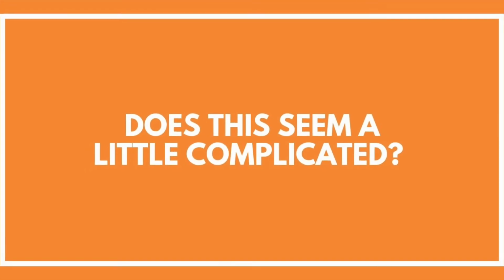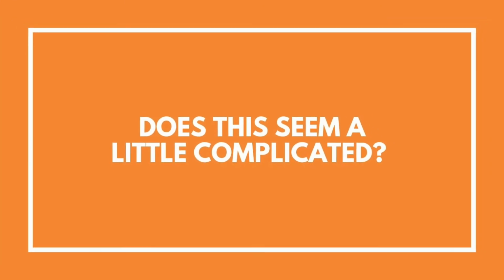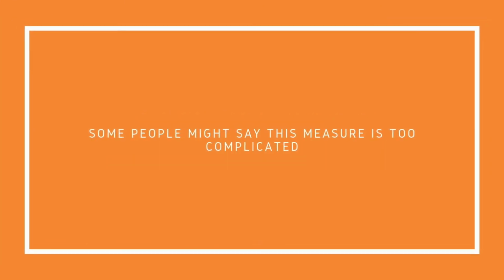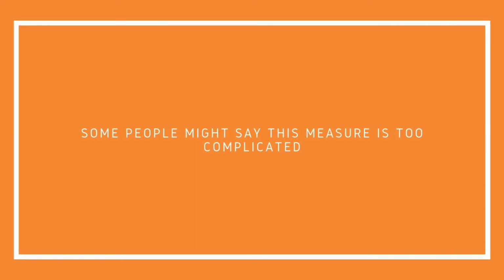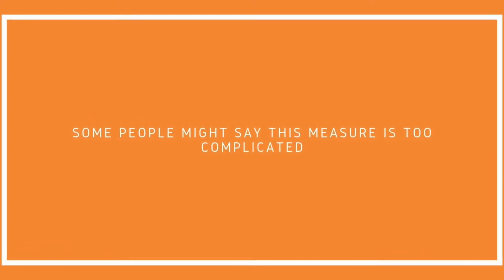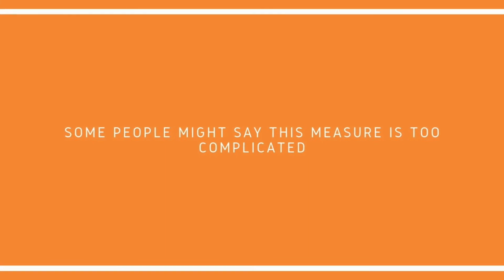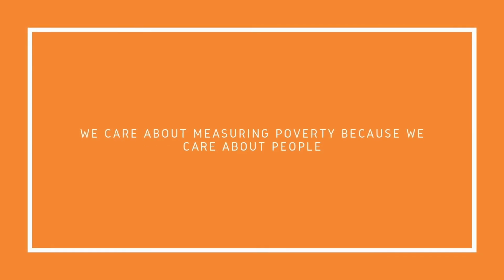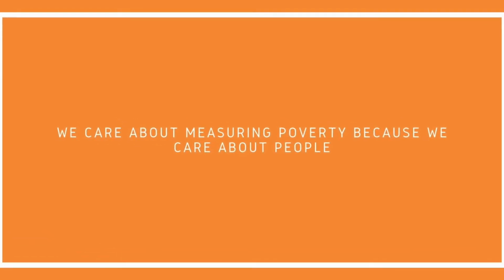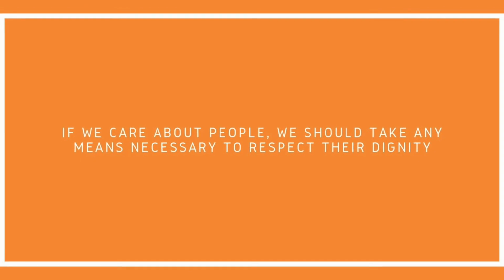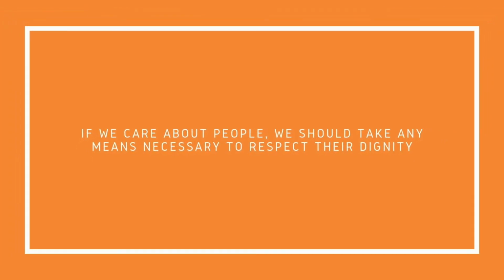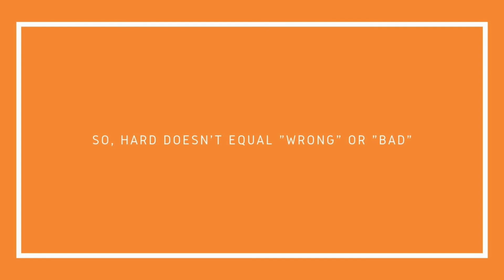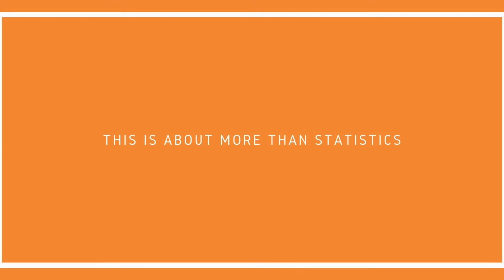This measure seems a little complicated, doesn't it? Some people might use that as a reason to say it isn't a good measure. The SPM changes a good amount from the OPM, and doing a transition like this one is very difficult, and then we're adding in capabilities. But we disagree. Let's remember why we're doing this. We care about defining and measuring poverty because we care about people and their dignity being respected. If we really care about people, we should do what is necessary to make sure they are respected. Something being hard isn't a good reason not to do it. Hard isn't bad or wrong, it's just hard. And we can do this hard thing because we care about respecting dignity and because people matter.